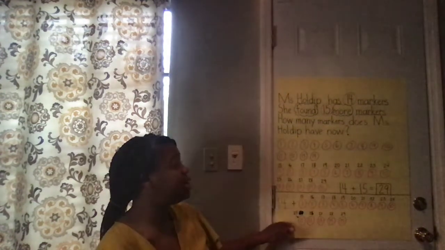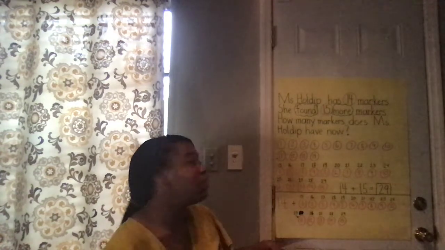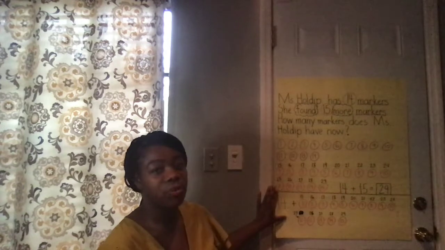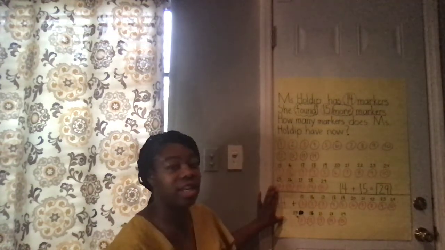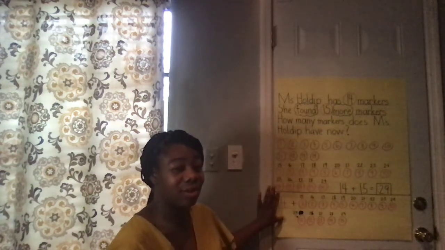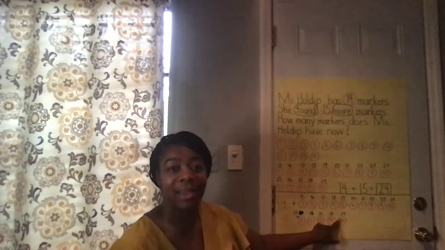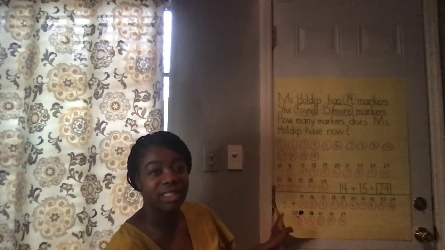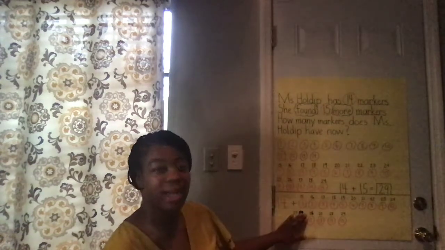Now, if you look down here, you'll see the counting on strategy, where we don't have to draw the 14 circles. We can just write the number 14. This is the most efficient strategy right now that they know how to use. And they add the 15 circles and count on. You'll see that they'll get 29 again. The number sentence that matches this strategy is 14 plus 15 equals 29.